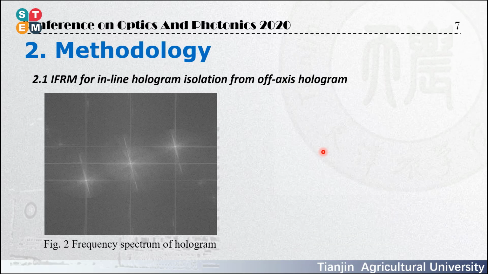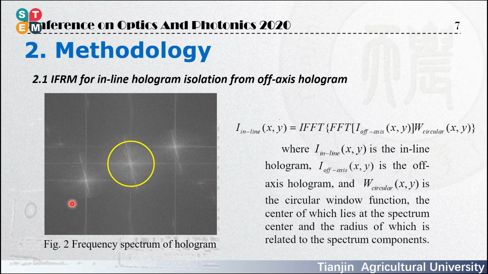First one, the IFRM method. The spectrum components located at non-center positions in the frequency spectrum of the hologram are the interference spectrum of the object beam and reference beam. Namely, in the space domain, these are the intensive interference fringes. Therefore, the center spectrum of the off-axis hologram is the spectrum of the inline hologram of the particles. Then the inline hologram can be isolated from the off-axis hologram by filtering the central spectrum components.